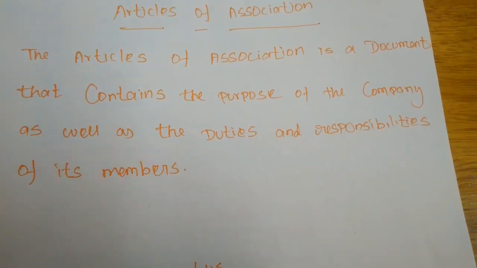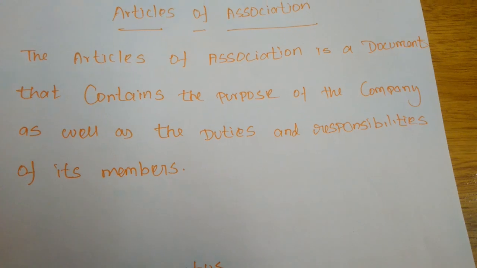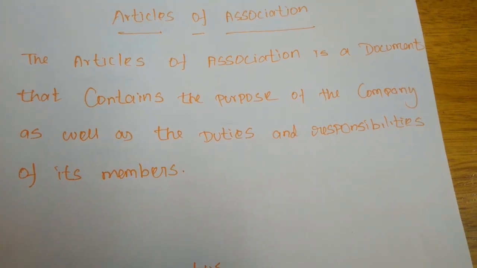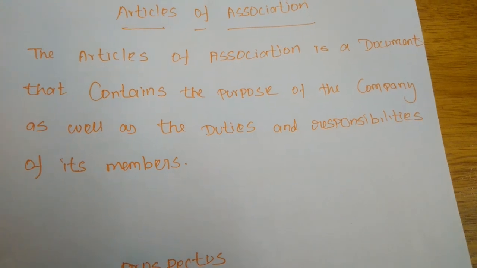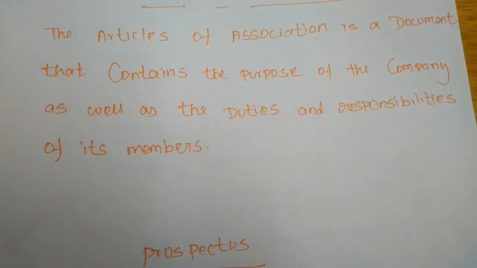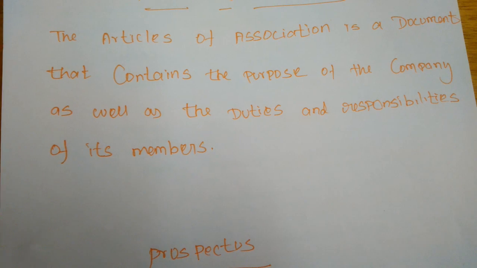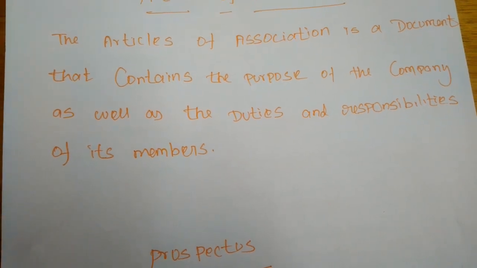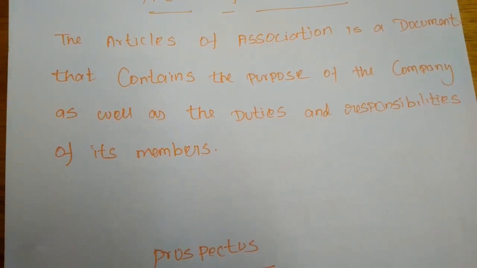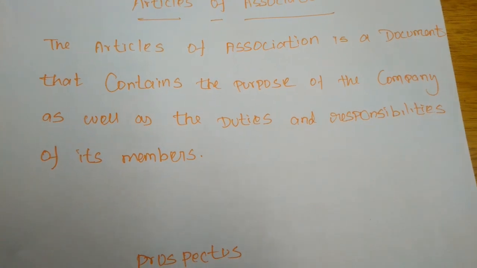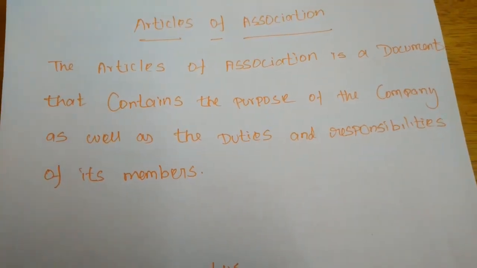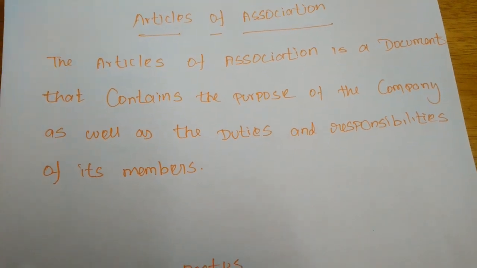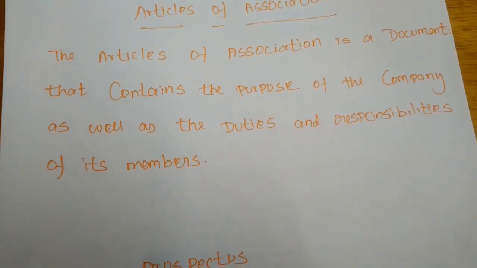Okay, so the articles of association is also one of the legal documents. This document contains the purpose of the companies as well as the duties and responsibility of its members. So it is an important document which needs to be filed with the registrar of companies. When we are going to register the company, we must submit the articles of association in front of the registrar.